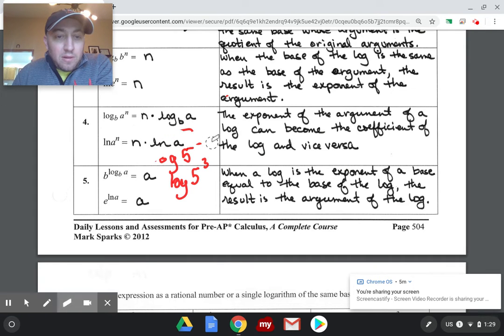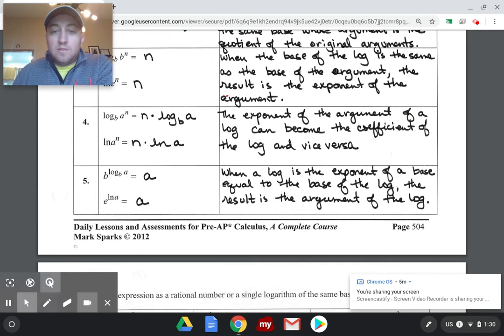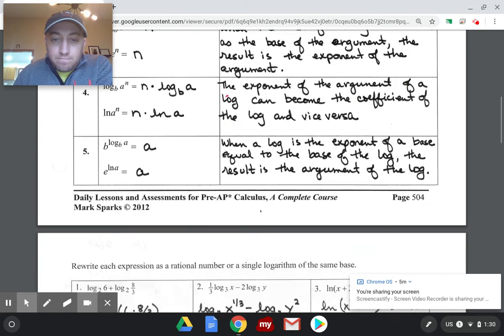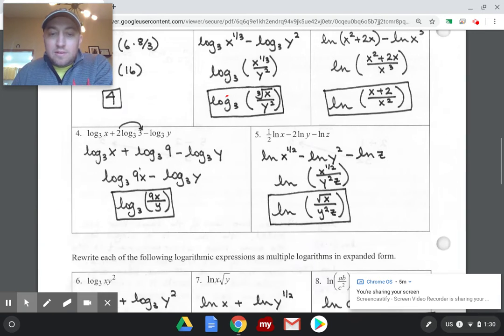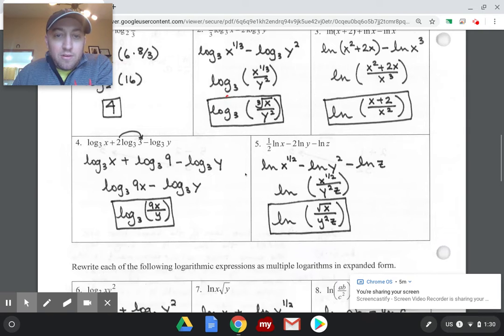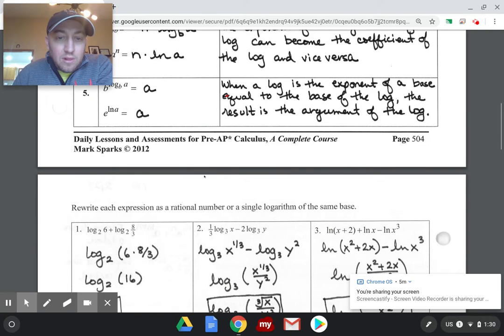The fifth property: b to the log base b of a is just equal to a, and e to the natural log of a is just equal to a. So when a log is the exponent of a base equal to the base of the log, the result is the argument. All right, so these two sections right here, you're going to have to do this a lot.